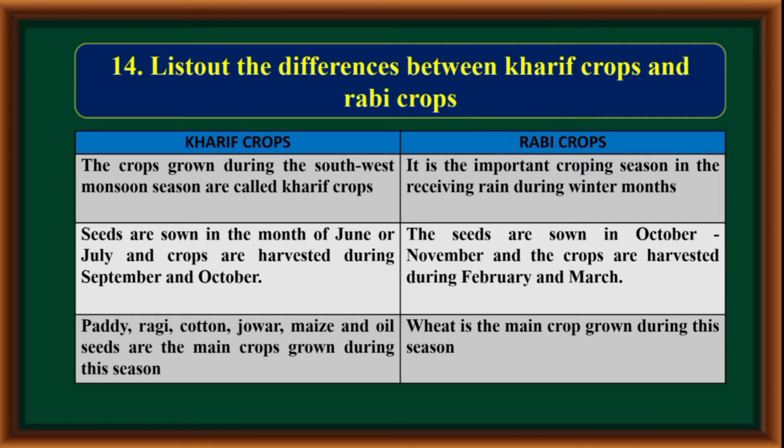Paddy, ragi, cotton, jowar, maize and oil seeds are the main crops grown during the kharif season. Wheat is the main crop grown during the rabi season. These are the differences between kharif crops and rabi crops.